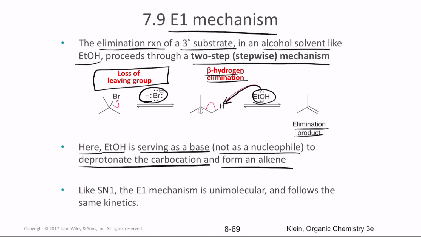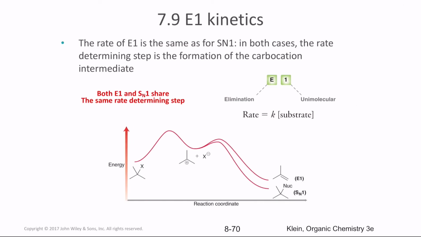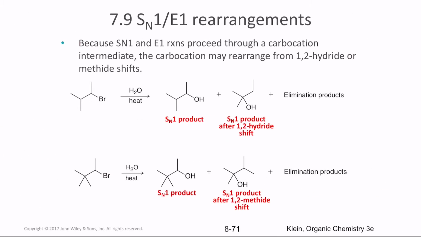alkene. So like the SN1 mechanism, the E1 mechanism is also unimolecular and it also follows the same kinetics as any other reaction. So here also E1 kinetics involves the same intermediate, but the difference between E1 and SN1 is that they have the same rate determining step, which is the formation of the carbocation. But SN1 is more favorable because SN1 produces lower energy products than the E1 reaction. So this is the reaction that you end up with.